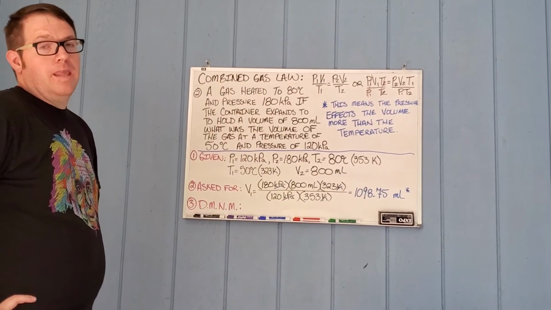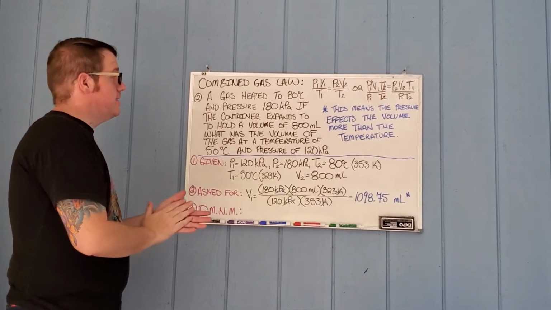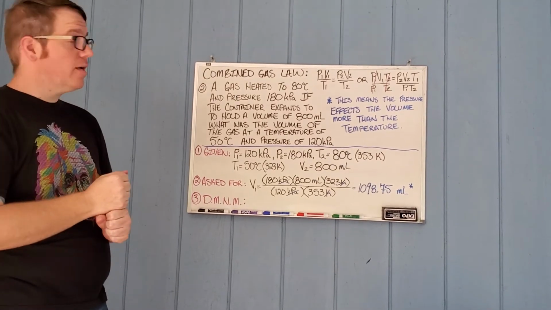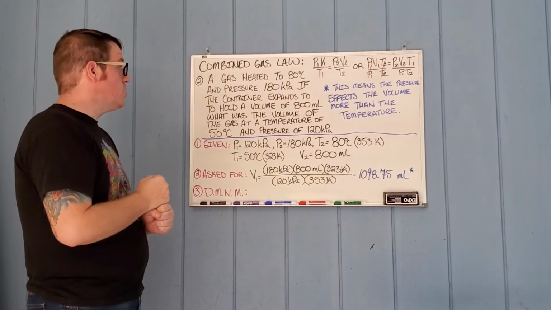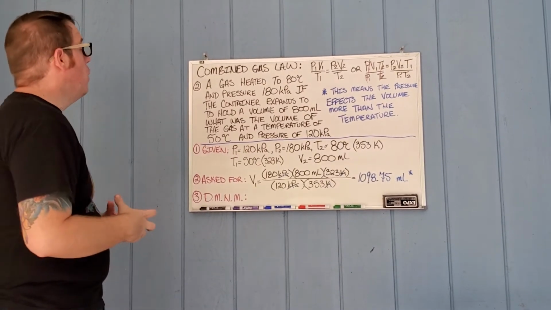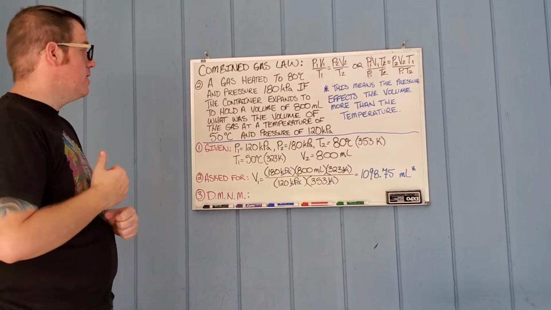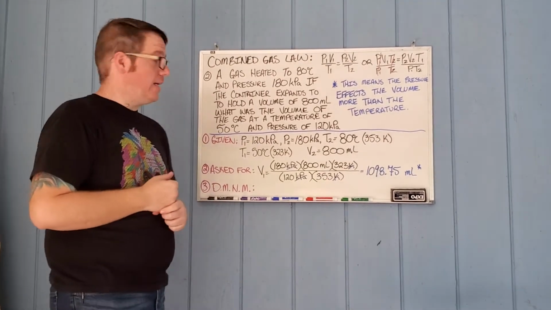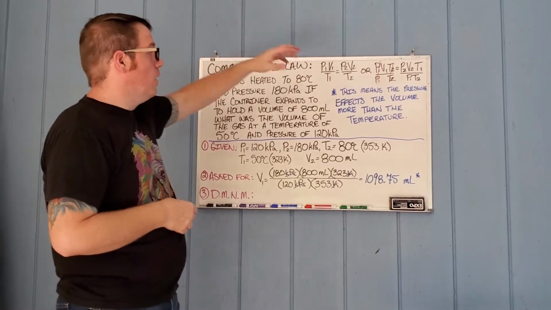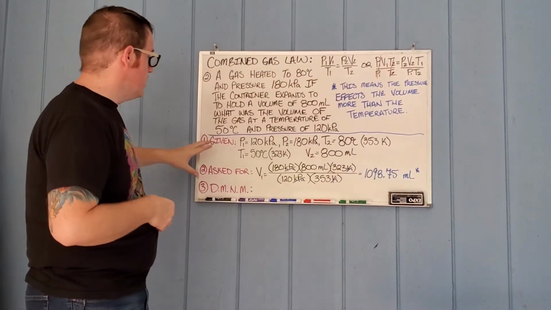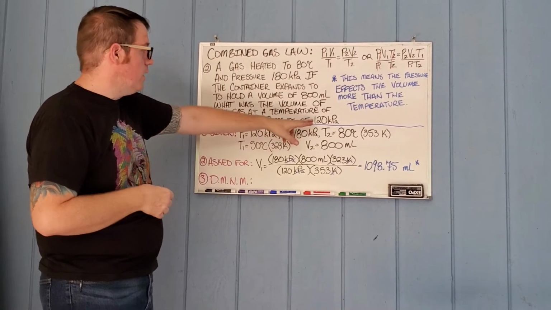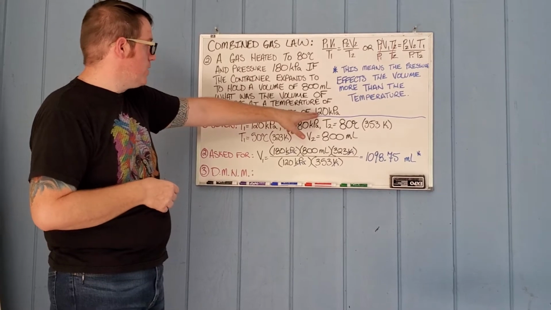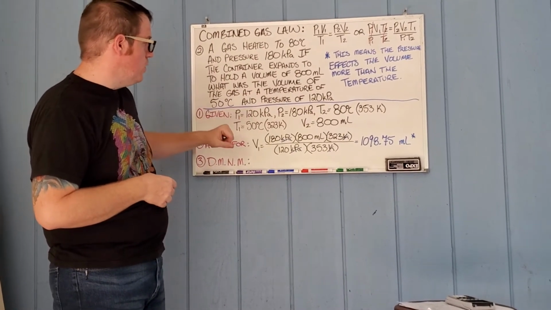All right, question number two. A gas heated to 80 degrees Celsius has a pressure of 180 kPa. If the container expands to hold a volume of 800 milliliters, what was the volume of the gas at a temperature of 50 degrees Celsius and a pressure of only 120 kPa? So again, we're isolating V1 when we read through this, right? We were given P1 as 120 because it asked what was the volume when it started with the pressure of 120. That tells me that it's P1.